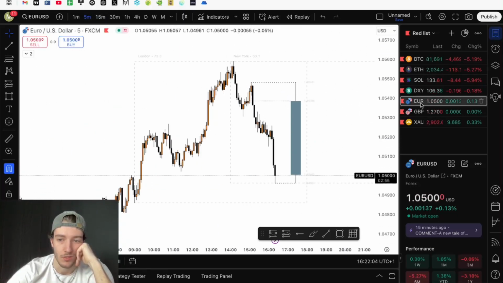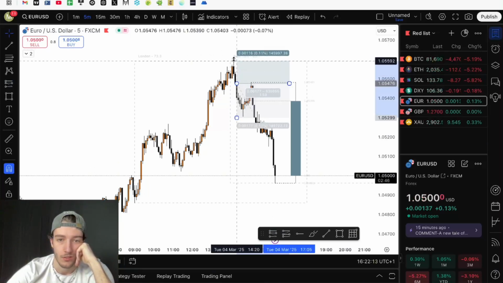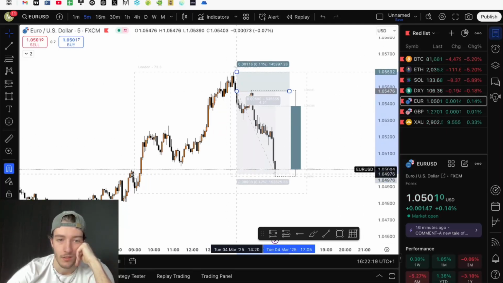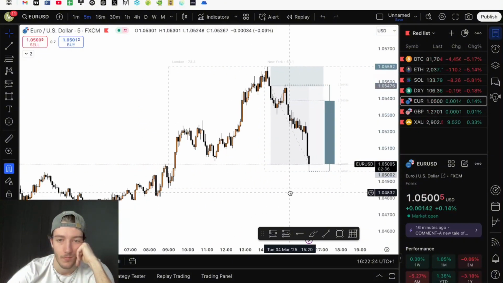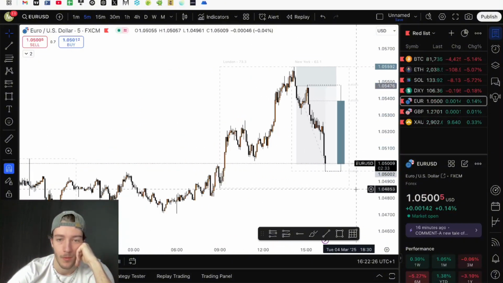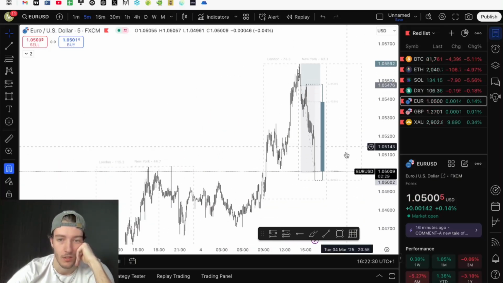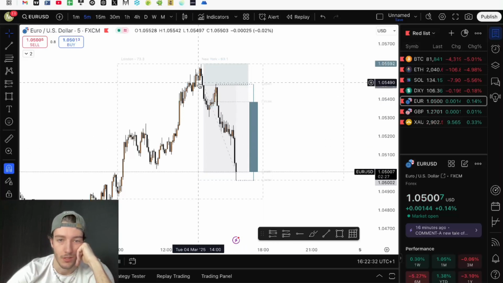This setup wasn't on GU. This retrace into this 5-minute fair gap could have been a nice short. Set the short limit here. Target this low here. Almost a 1 to 4. Would have played out. But yeah, I just did not want to take any shorts.